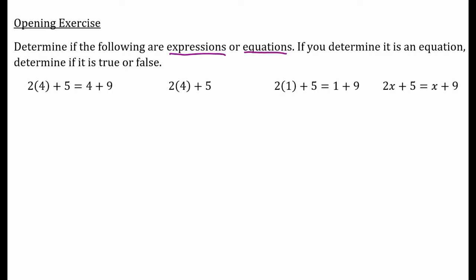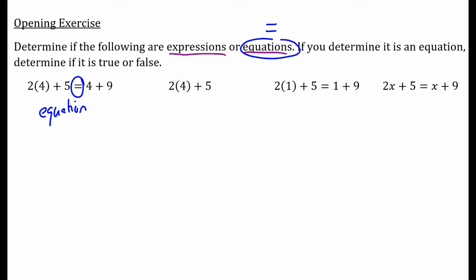So what makes something an equation is it's a statement of equality. It's saying these two expressions are equal. It is a mathematical sentence with these equal signs in it. So this first statement is 2 times 4 plus 5 is equal to 4 plus 9. This is an equation, because it has the equal to there.